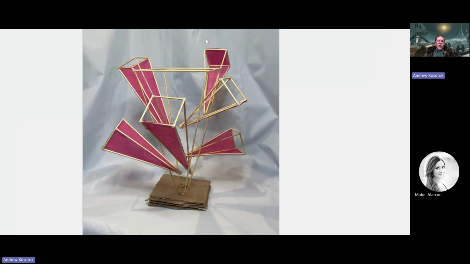I like how they're attached to the central structure. They're attached on completely different planes, facing in completely different directions. The skin is not easily predictable as to where it's going to be, which I think is really fascinating. And I think there is a pretty good balance of structure to skin.